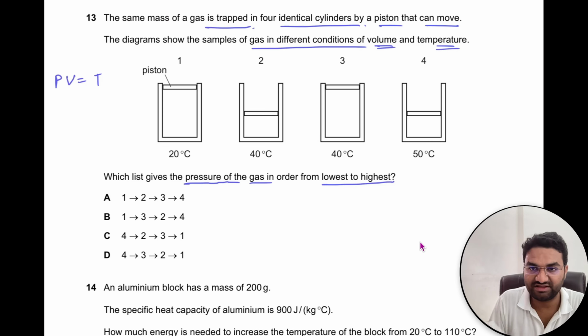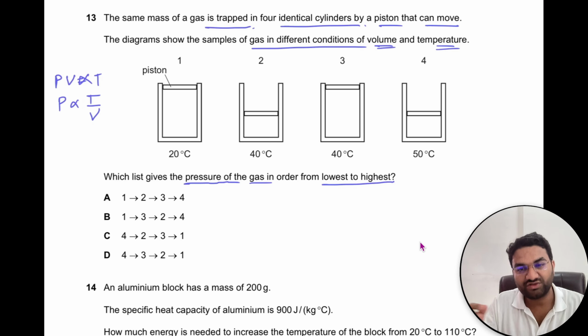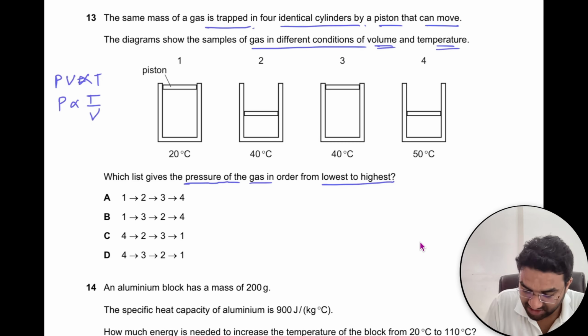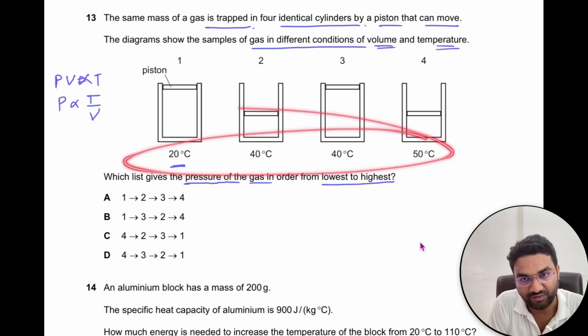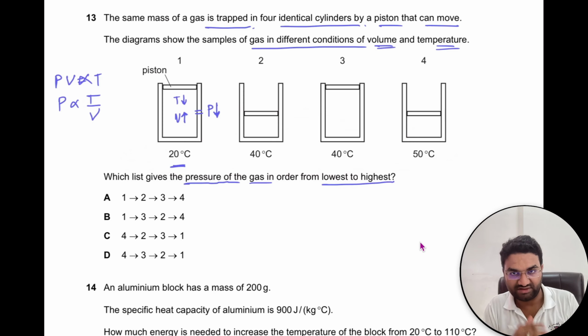and that is the temperature. Fine. So P is directly proportional to T over V. So this is the theory part we have to use here. V for volume and T for temperature, fine. So in the case of the first one, the temperature is lower compared to all four, isn't it? So temperature T is lower, but volume is greater, right? So automatically the pressure will become the lower one, fine.